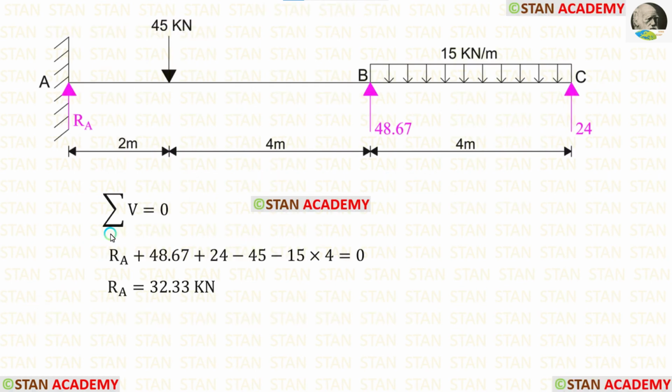Now let us apply the rule. Sigma V is 0 and find out RA. RA, RB and RC are acting upwards, so all three of them will be positive. The point load 45 kN and the UDL 15 kN per meter are acting downwards, so both of them will be negative. Finally, we are getting RA, which is equal to 32.33 kN.